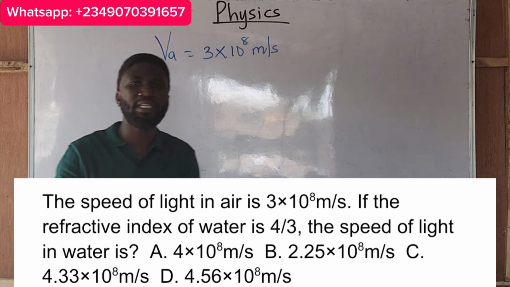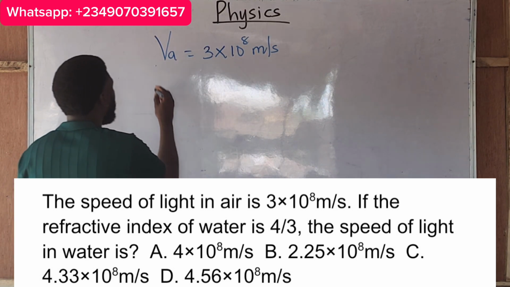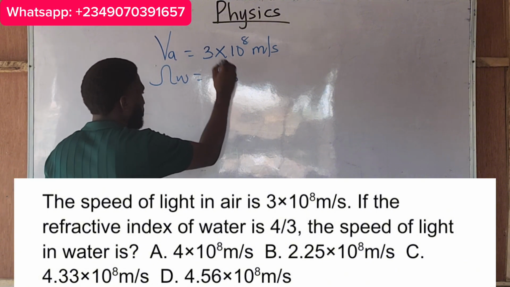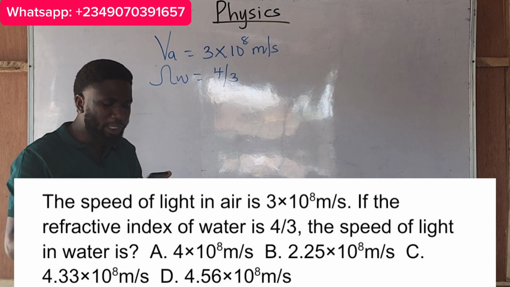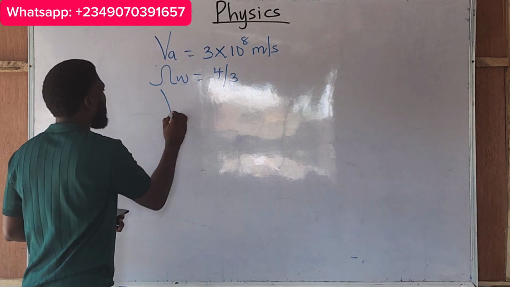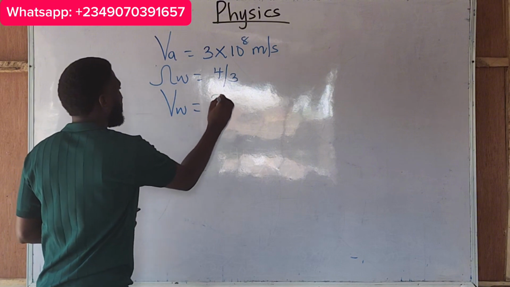If the refractive index of water, this is the symbol for refractive index of water, is 4/3, the speed of light in water is dash. The speed of light in water is dash.